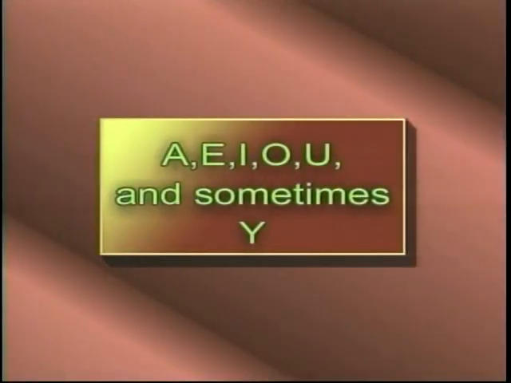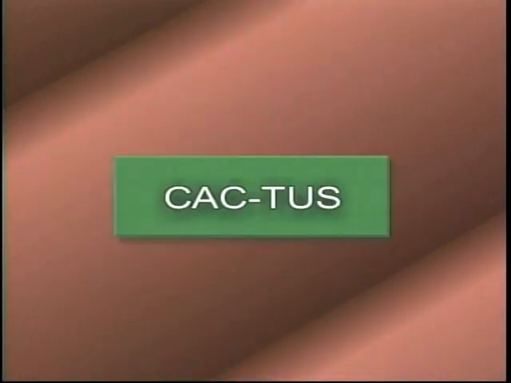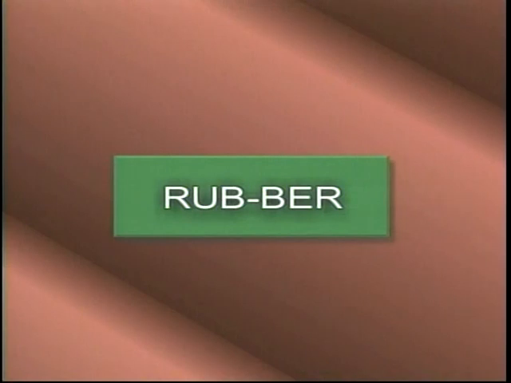Up to this point, you may not have given much thought to how important the vowels A, E, I, O, U, and sometimes Y are. They are important because every word must have vowels in it. Words such as egg, jar, nut have just one vowel sound. Other words have more vowel sounds, such as cactus and rubber.